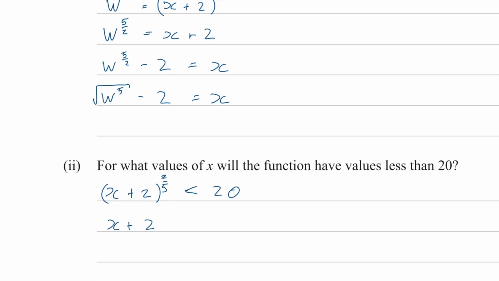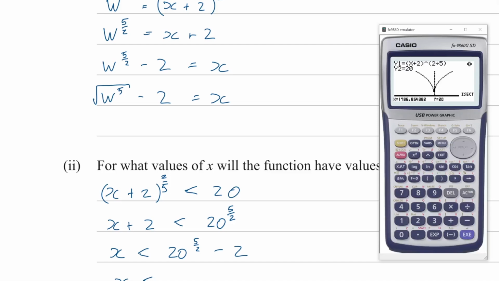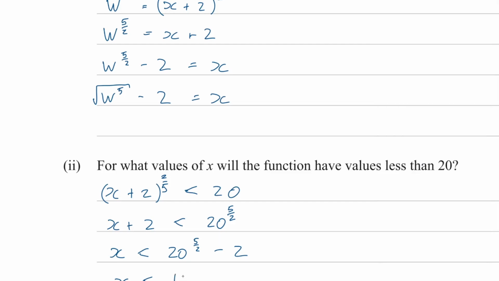And we're left with 20 to the power of 5 and then the square root. And then subtracting 2 from both sides. And if we plug that in on our calculator, menu, run maths, 20 to the power of brackets 5 over 2 minus 2, 1786.85. So we could just round that up.